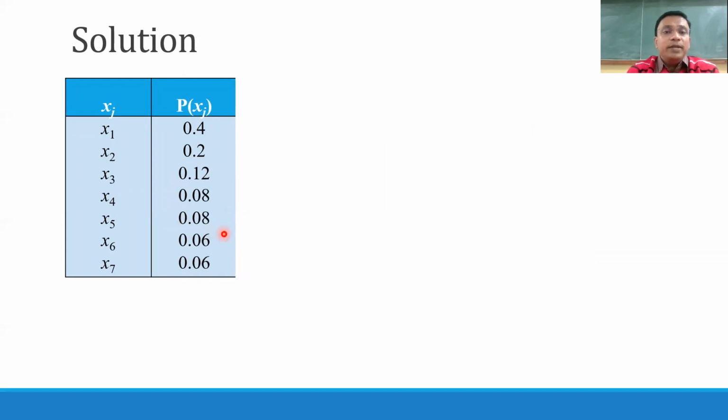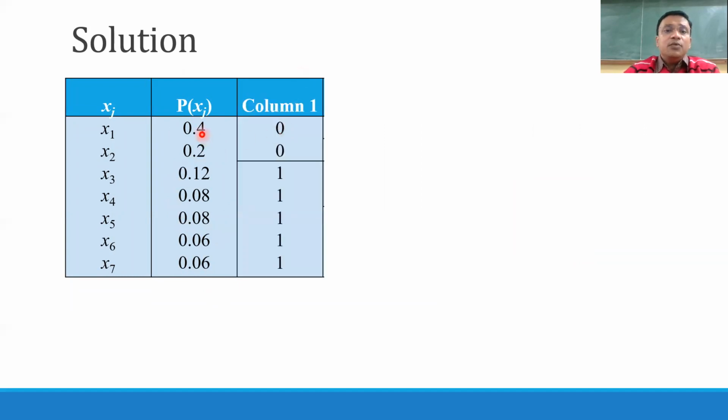Our second step will be to divide this into two sets which will have exactly equal or very nearly equal probabilities. So we have done that. If we take these two events, x1 and x2, and sum up their probabilities, that is 0.4 and 0.2, it makes 0.6. So obviously the other five events will have the probability of 0.4 if we sum up their probabilities. So we have done that.